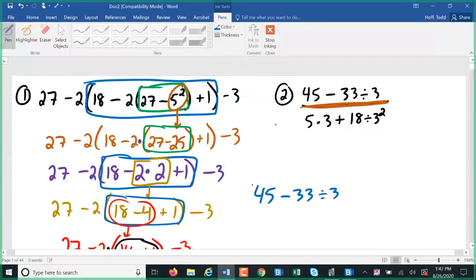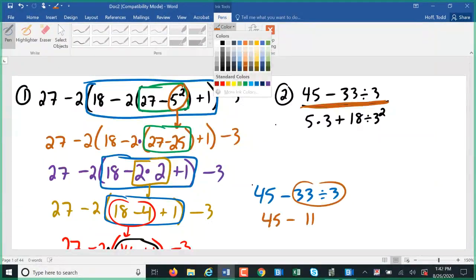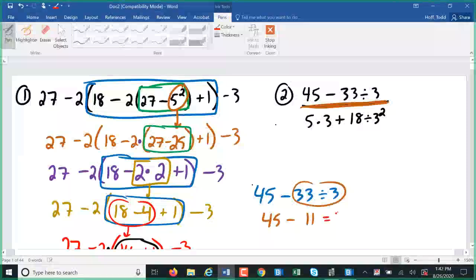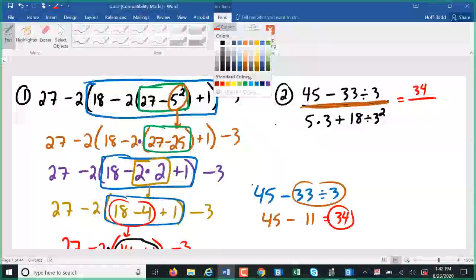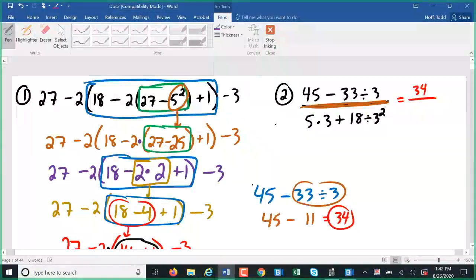First thing we have to do there is the 33 divided by 3, the division. Gives us 11. 45 minus 11 is 34. So the top of that is 34. On bottom, we have the exponent. 3 squared is 9.